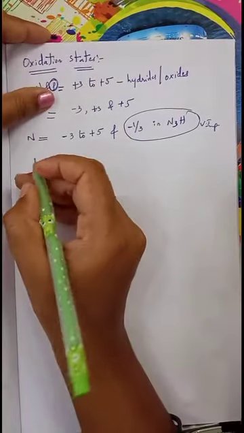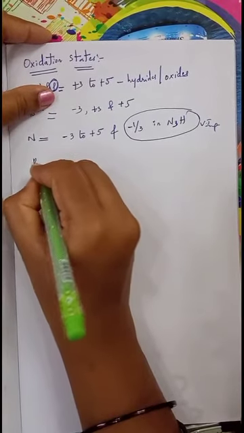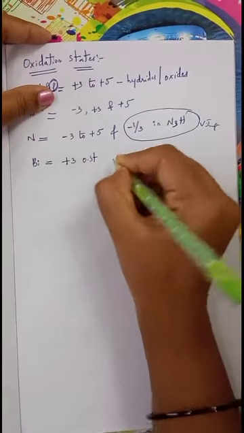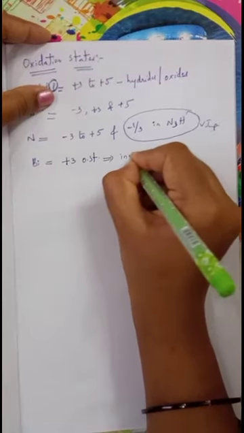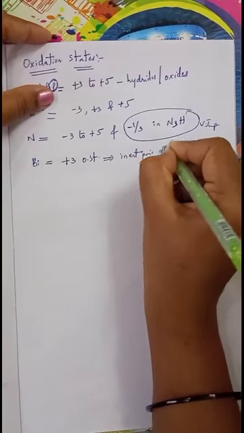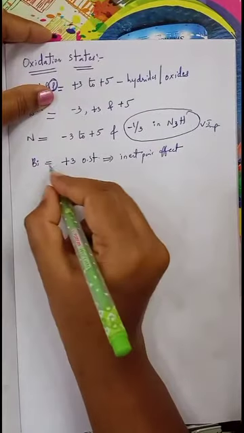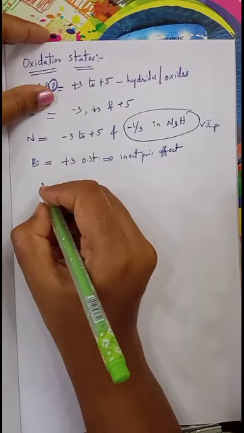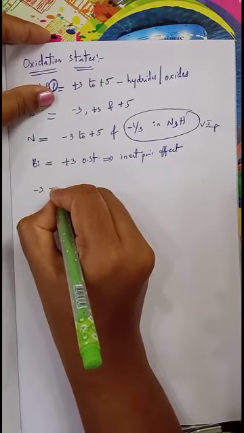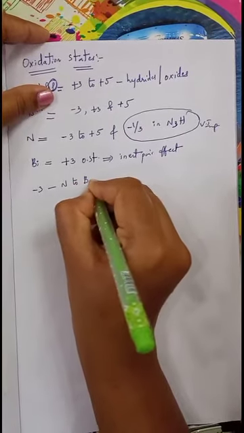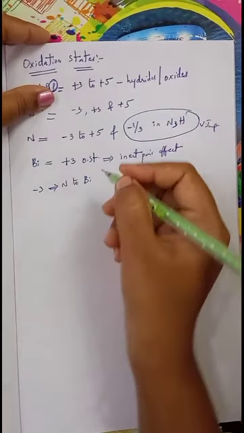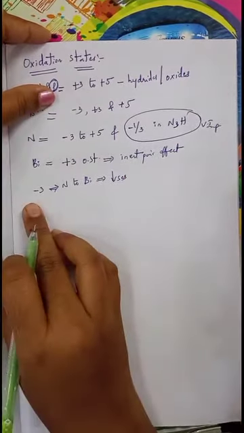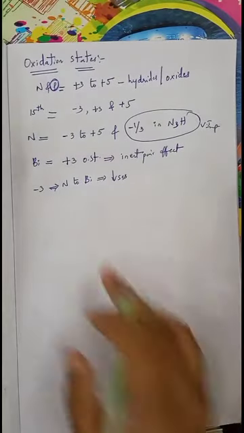Now, the stable oxidation state for bismuth. Bismuth is stable in the +3 oxidation state. This is due to the inert pair effect. Because of this inert pair effect, bismuth is highly stable in the +3 oxidation state. So the stability of the -3 oxidation state decreases from nitrogen to bismuth.